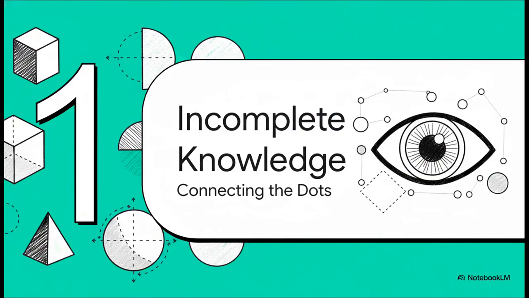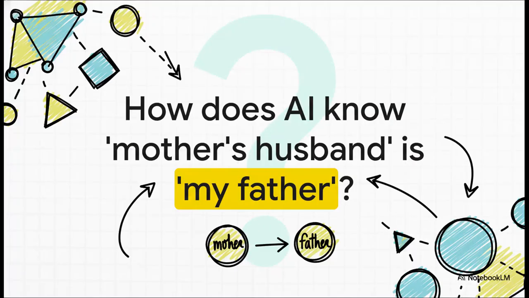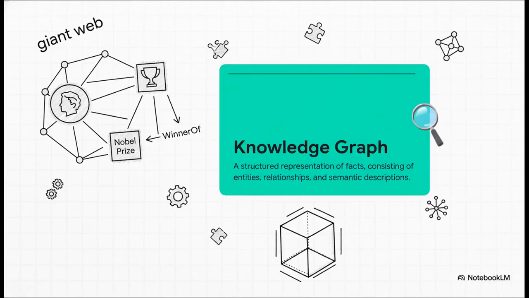Okay, first up, the incomplete web of knowledge. Before we can get into the solutions, we really have to get our heads around the massive challenge these AI models are trying to solve. So think about this for a second. How does the computer know that my mother's husband is the same person as my father? For us, that's just obvious, right? But for a machine, that's a huge leap. It requires a kind of reasoning. And to do that, it needs more than just words on a page. It needs a map. And that map is what we call a knowledge graph.